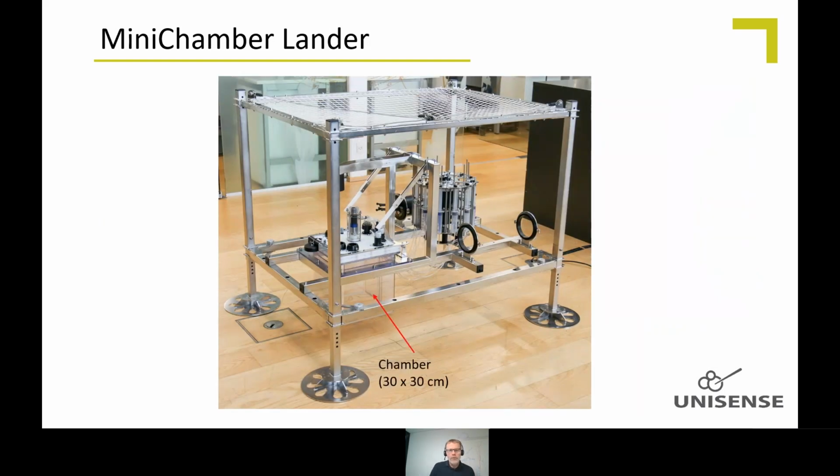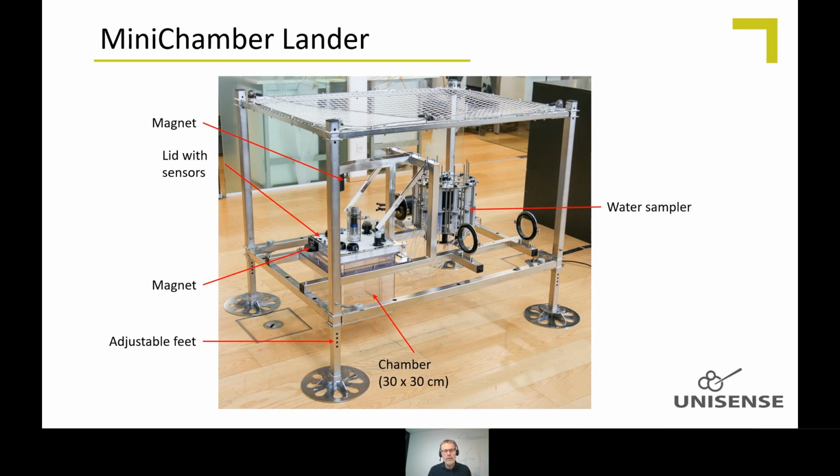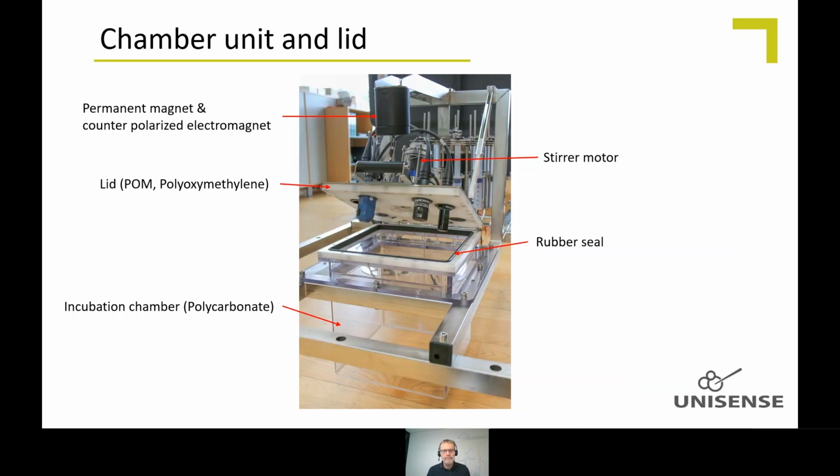A mini chamber lander normally looks like this. It has the chamber, polycarbonate. It has a lid with sensors. It has 2 magnets here that will allow you to deploy the system with the lid open so that it can settle, and disturbances caused by the settling can go away before you close the lid and start the incubation. It has adjustable feet that will allow you to adjust the penetration of the chamber into the sediment. It has a water sampler. It has the field data logger, which is the brain of everything. It controls it all, and a holder for an extra battery pack.